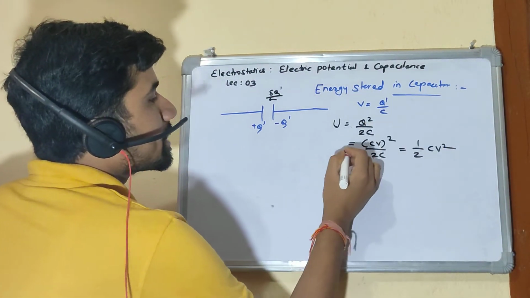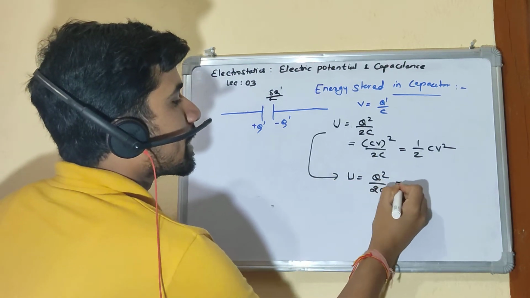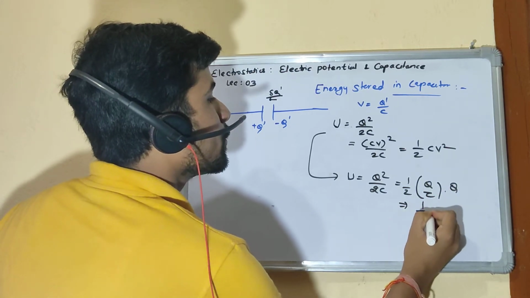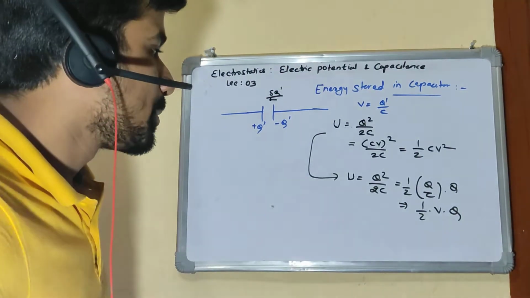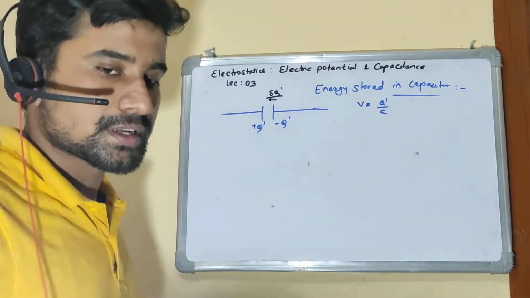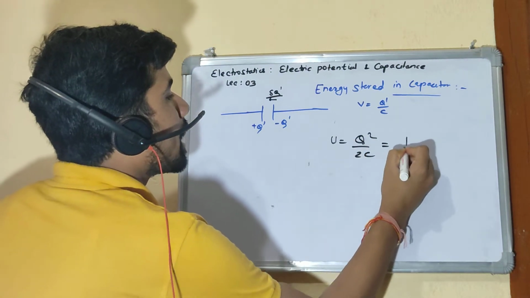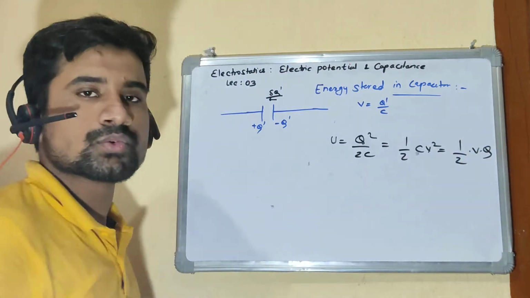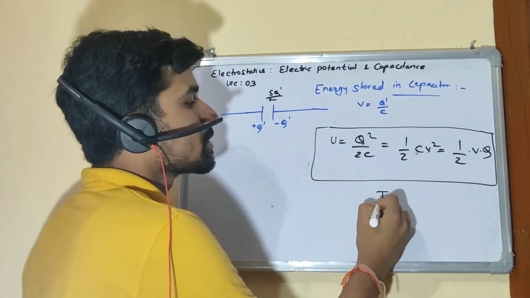And I can also write it like this. If I take q square by 2c again, I can segregate it like this: q by c into q. This becomes half into v into q, right? So there can be multiple ways to write it. If I collate everything together, it becomes u equal to q square by 2c, equal to half cv square, and also equal to half into v into q. Clear? This is potential energy, and it will be in joules.